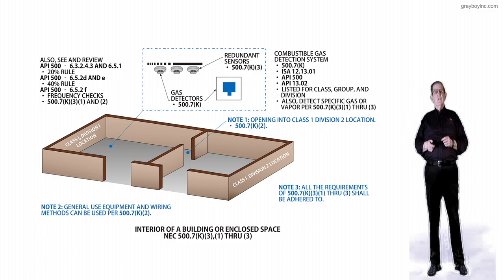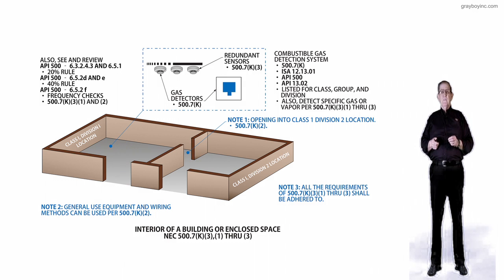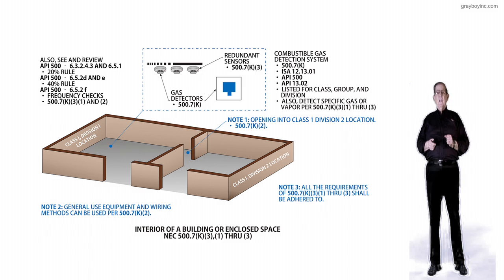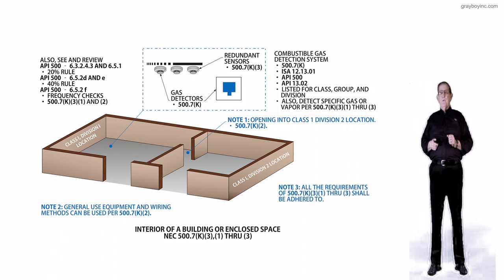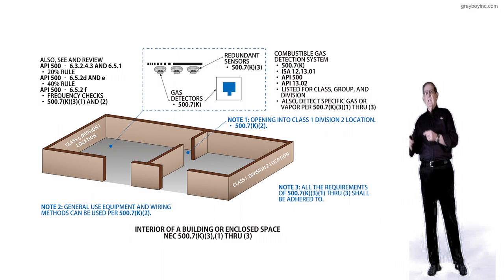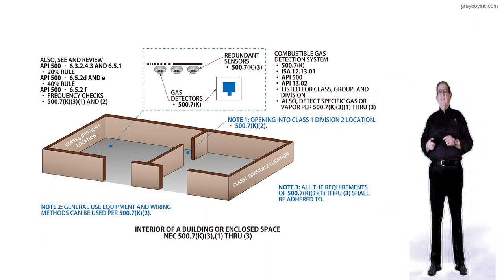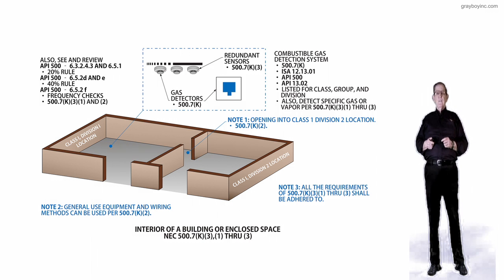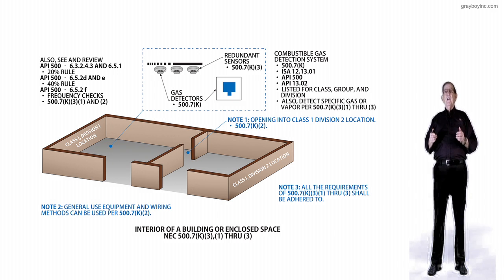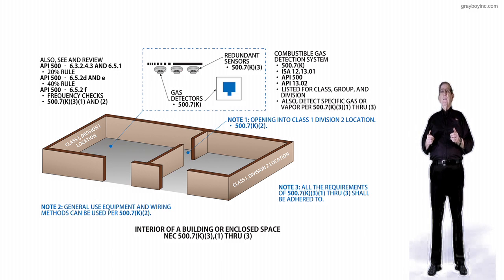Now, the second note is to the left bottom side of the illustration. It states general use equipment and wiring methods can be used as long as we follow the rules and requirements of 500.7 K2. The final note is note 3 to the right of the illustration, right next to where on the wall Class 1 Division 2 location identifies that internal location. And it states all requirements of 500.7 K3.1 through K3 shall be adhered to if this method is used. And this revision was made to let the designer know what rules are required when they use a combustible gas detection system along with the ventilation.